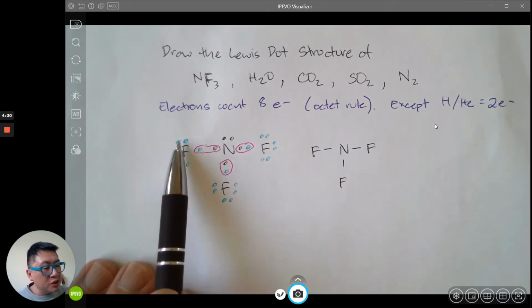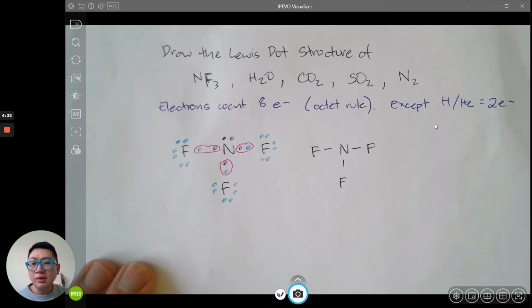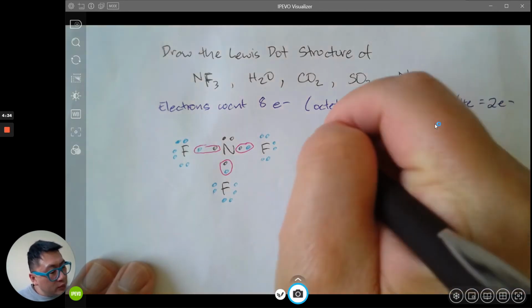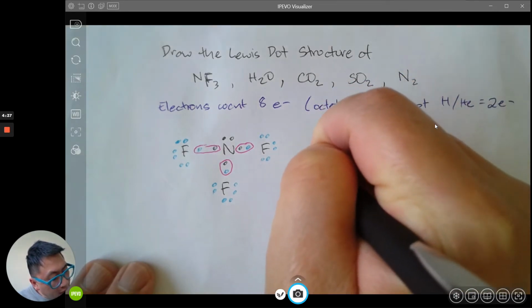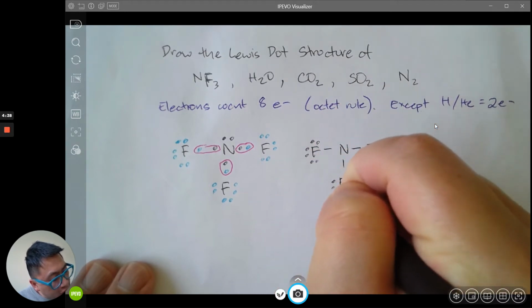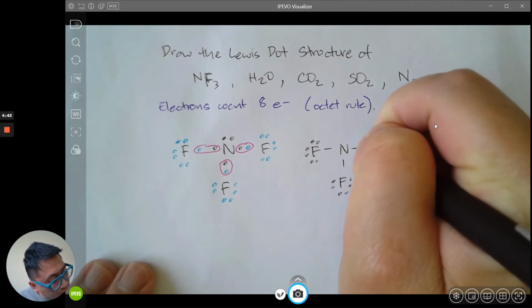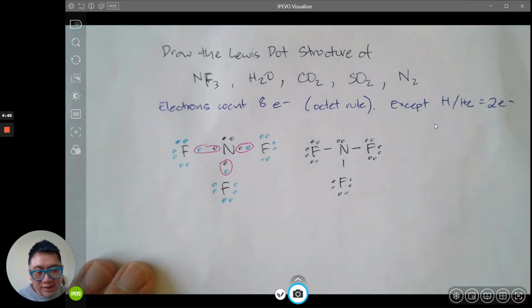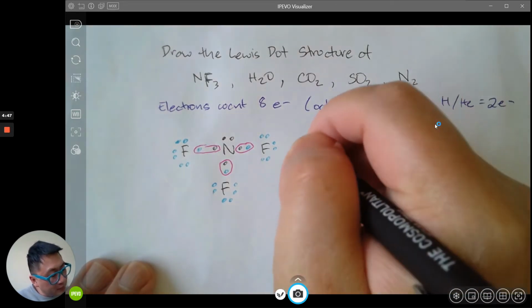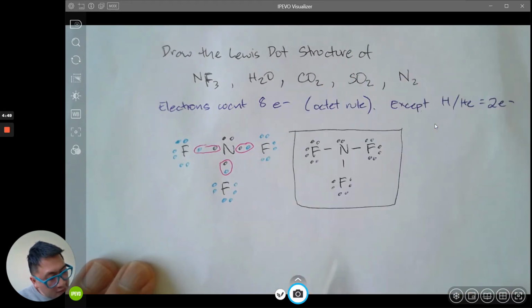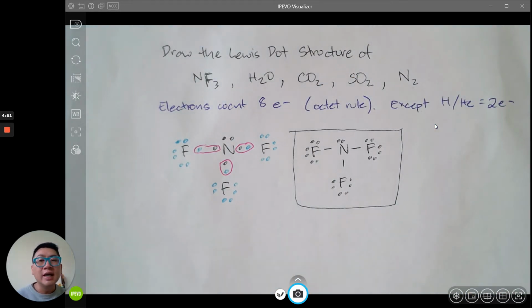What about the unshared electrons? There's a name for them. They're called lone pairs. We will just fill them in. They are going to be important later on in the chapter. For right now, they're there. Do not leave them out. Basically, make sure you put them in. I'll just box this so you know that's the correct answer. This is the Lewis dot structure of NF3, nitrogen trifluoride.